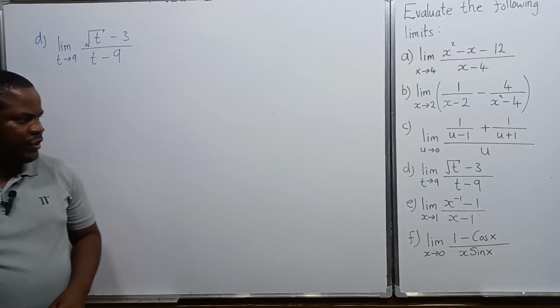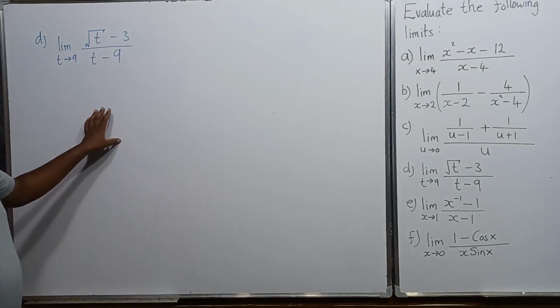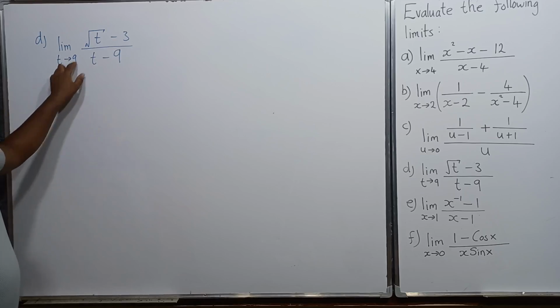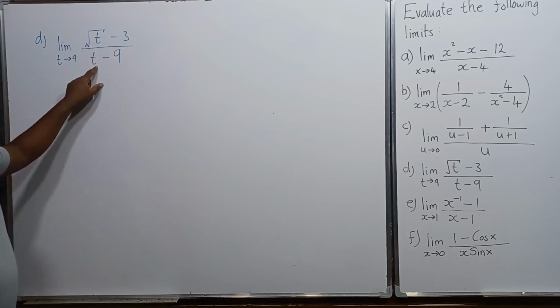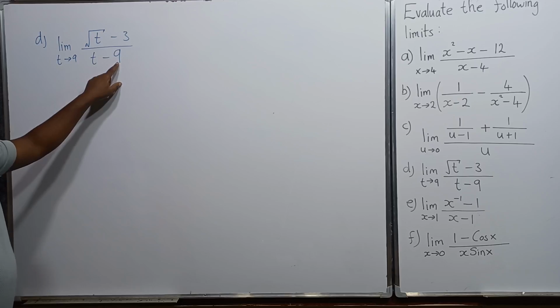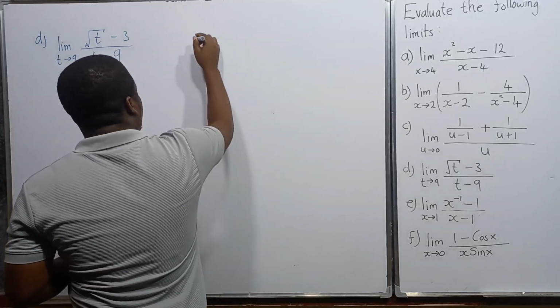Okay, so now question D. So for question D, we have root t minus 3 over t minus 9. So if we try to replace t with 9, we'll get 3 minus 3, which is a 0. Same thing here, 9 minus 9, which is a 0. So what we can do in this case is we need to factorize the denominator.